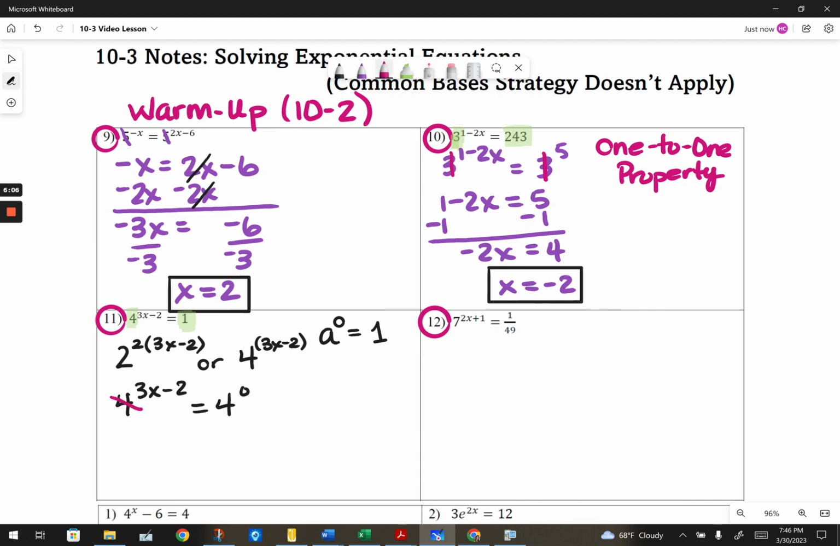So now apply the one-to-one property, and I'm left with 3x minus 2 equals 0. I need to add 2 to both sides, so 3x equals 2. And then when I divide both sides by 3 to isolate x, x is going to equal 2/3. Okay.